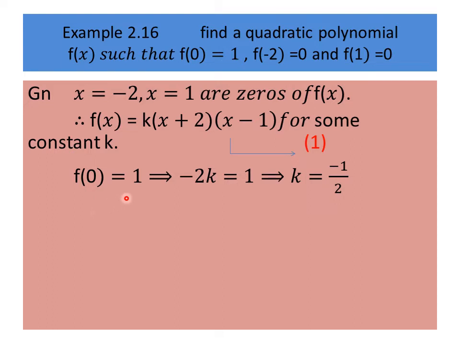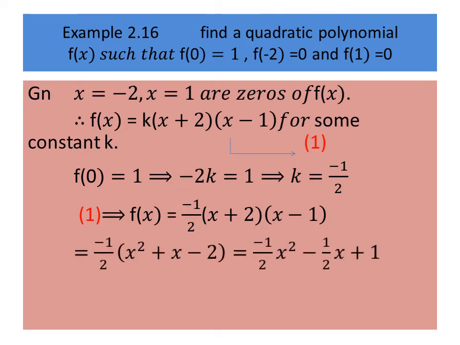So f of 0 equal to 1 means replace x by 0 here. So k into 0 plus 2 here, 0 minus 1 here. So 2 into minus 1, it is minus 2. So minus 2k is equal to, in the right hand side we have 1, which implies k value is equal to minus 1 by 2. Now replace this k value in equation 1. So f of x is equal to minus 1 by 2 into x plus 2 into x minus 1.